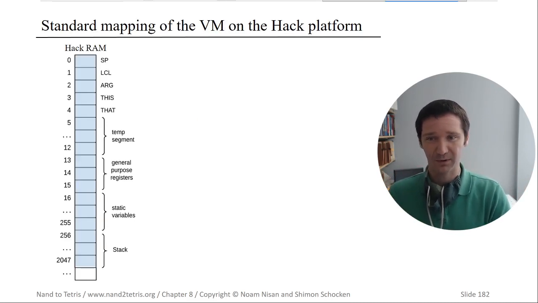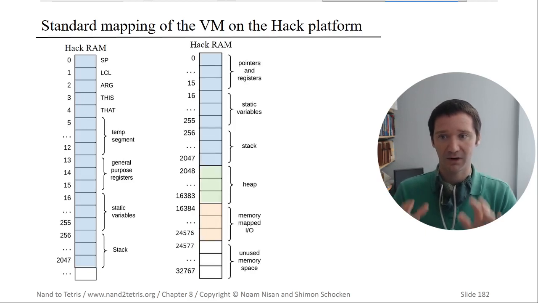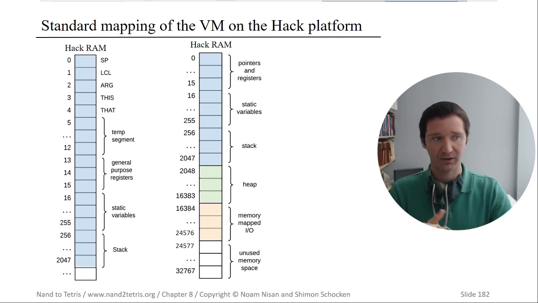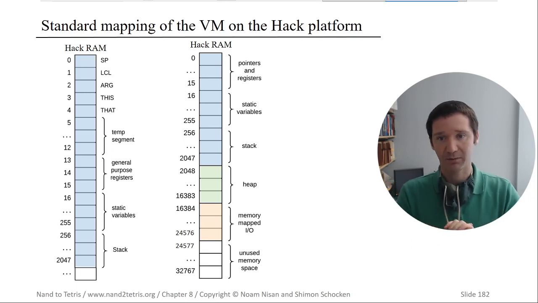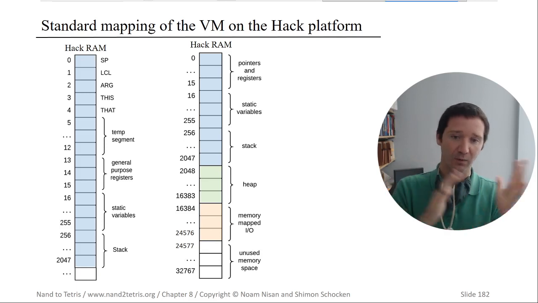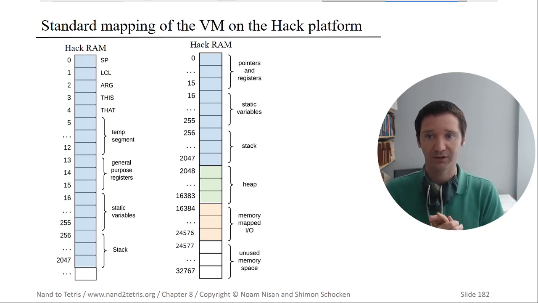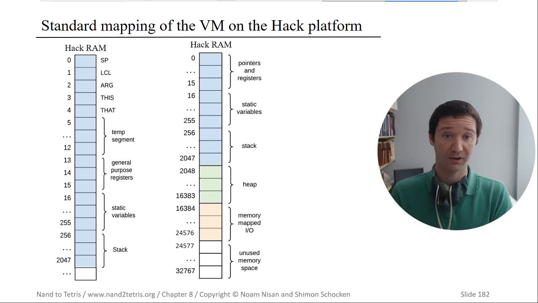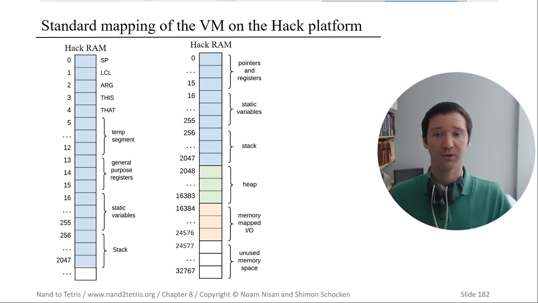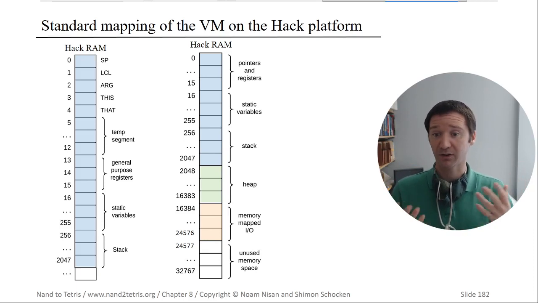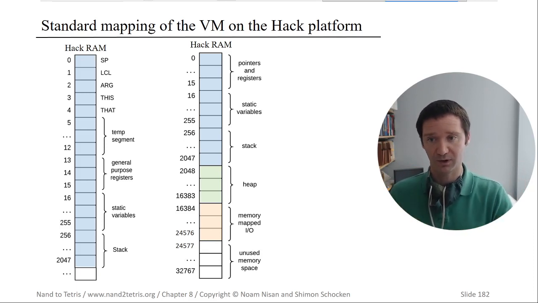Then this is finally the last item related to that, the standard mapping. If we have our Hack RAM on the computer, we have our segment pointers, the temp segment, general purpose registers, static variables and the stack, and the way those are going to be mapped for the VM, we have the pointers and registers at 0 to 15. Static variables can go from 16 up to the beginning of our stack at address 256. We're then going to have what's called the heap. This is where you can store objects and data. Those will all be stored in the heap, so this and that will always be pointing to stuff up there in the heap. That's just memory we can use to keep track of stuff. We have our memory mapped I/O, which in our case is the screen and the keyboard, and we also have just unused memory.